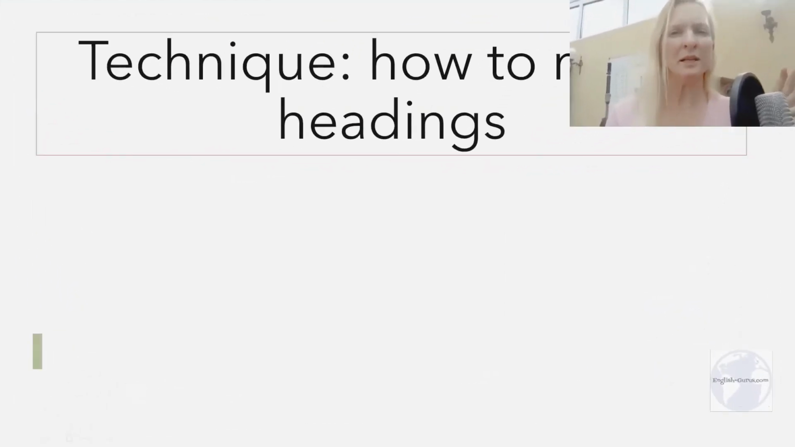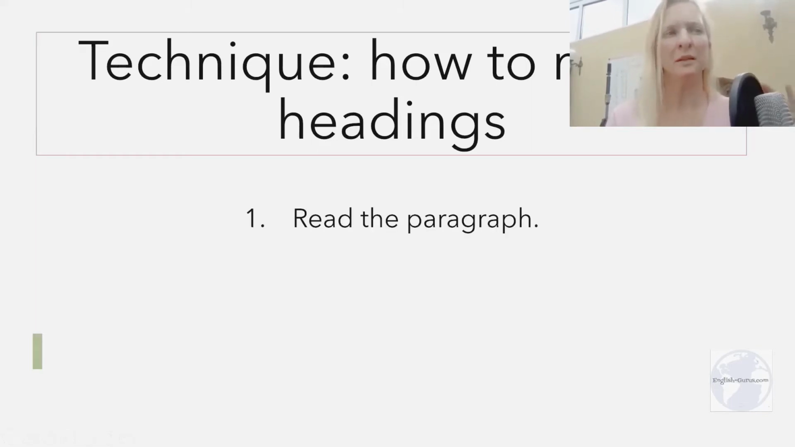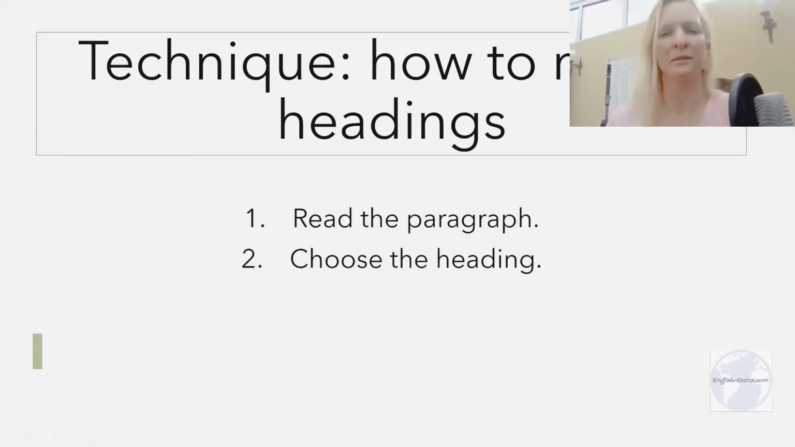So this is the technique on how to match headings. This is what we'll be speaking about today. Read the paragraph and choose the heading. It sounds pretty easy, right? Read the paragraph, choose the heading.